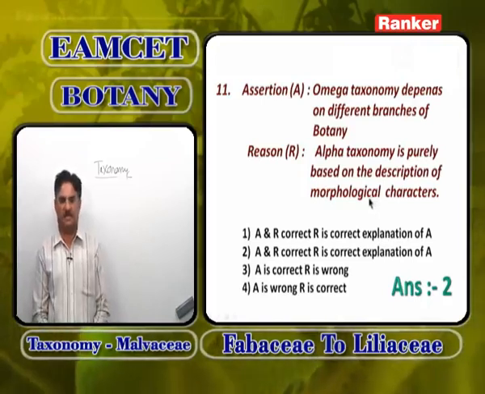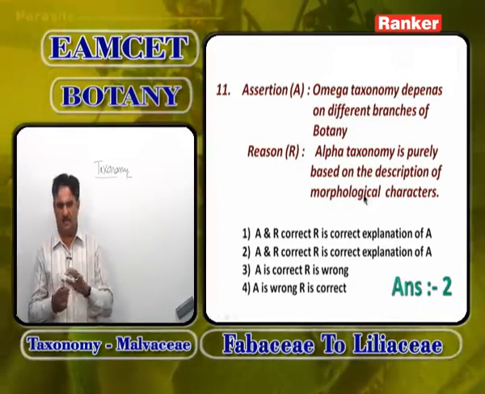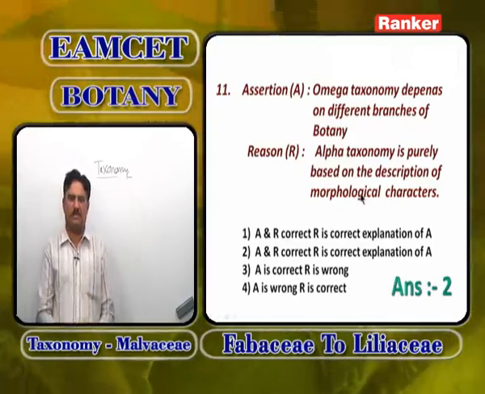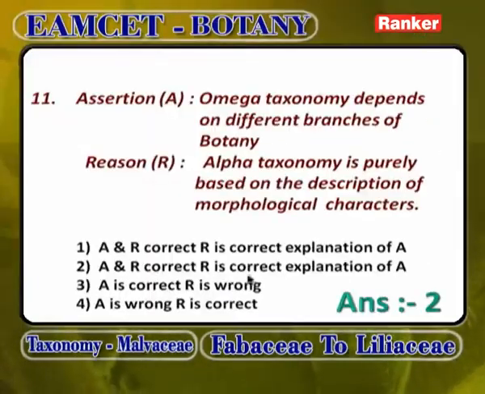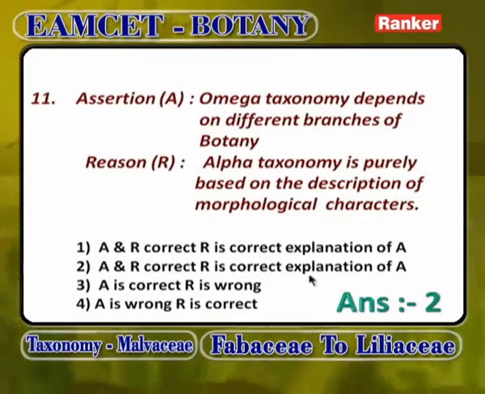assertion and reason are not linked to one another. Both are individually true, but they are not linked together. So the answer is A and R are correct. R is not the correct explanation of A.